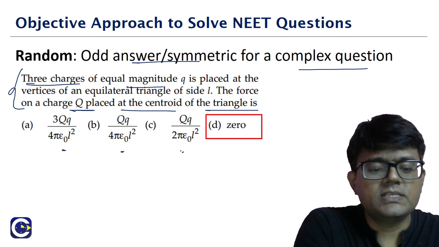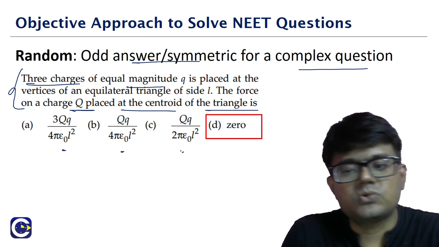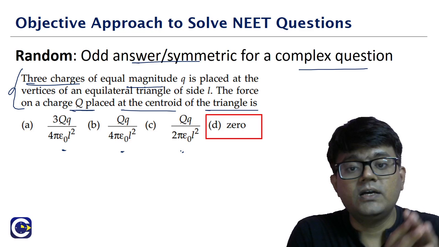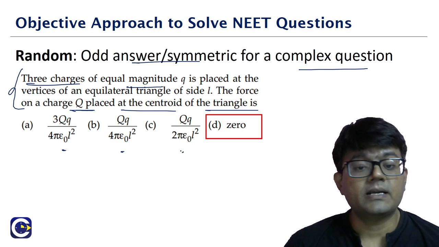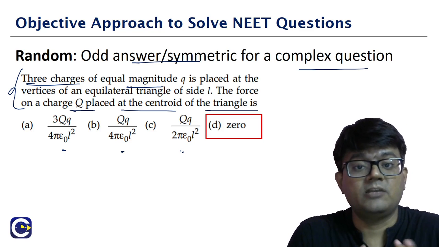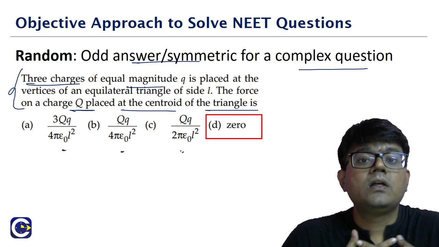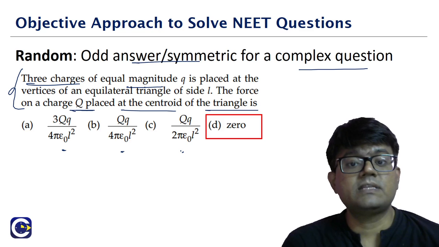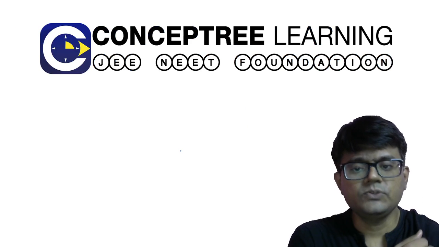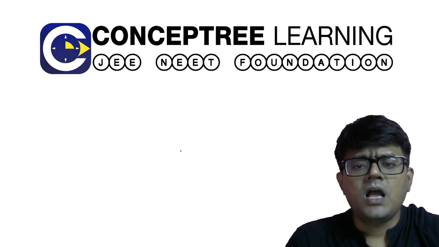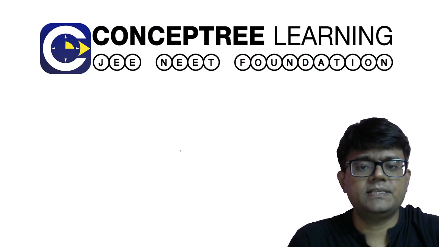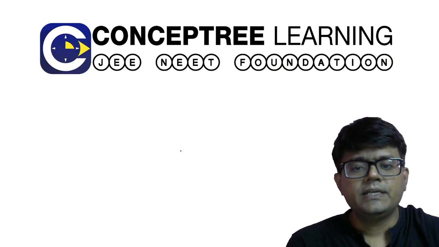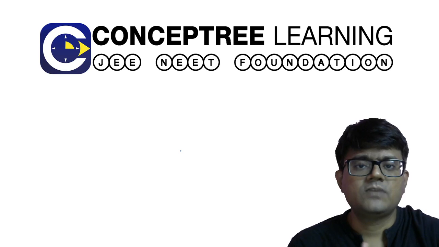Okay? So these are the objective approaches to solve numerical questions, particularly in NEET. But you know, the random methods are not advisable to use. They are definitely not going to give us the answer with 100% surety. Okay, so this is about the objective approaches. Hope this is useful for you guys. We will see in another video next. Okay? All the best for your preparation.